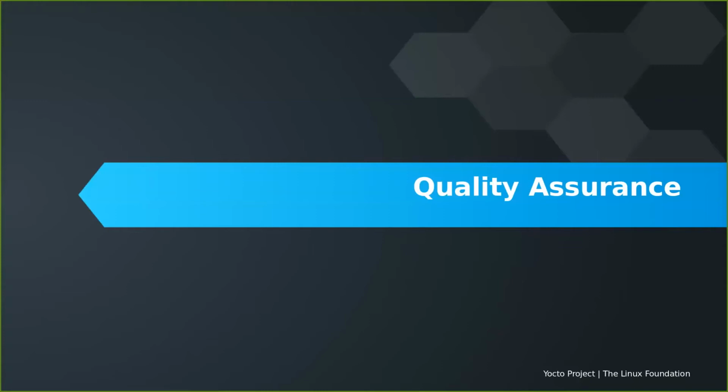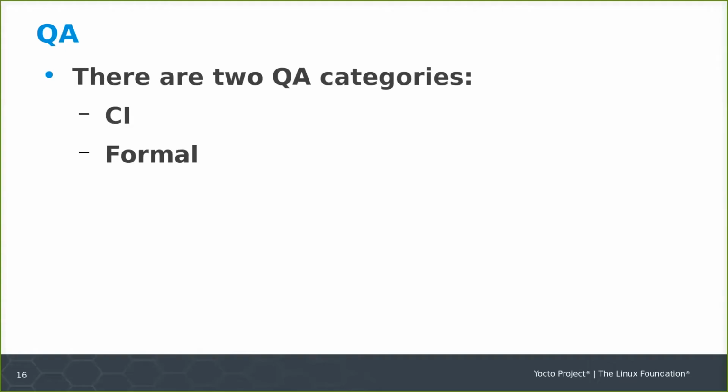All right, so that's all I have for the high level on the CI, and I'm going to go into quality assurance. Basically, there are two kinds of QA categories. One is the CI, the automated tests that we do on the builders itself. And then we actually have a formal QA process, these are my terms, a formal build QA process that we do.